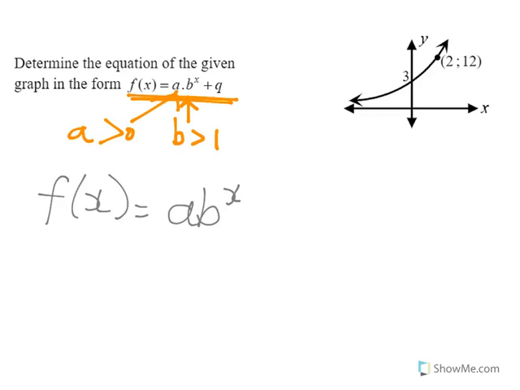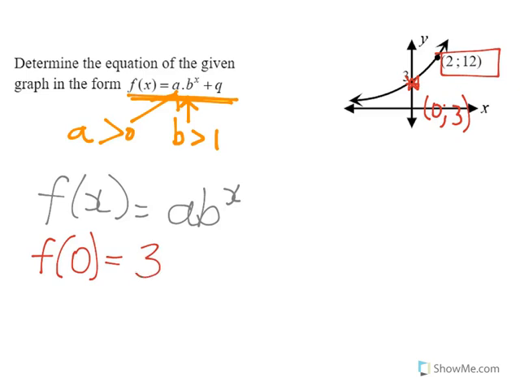And then there's 2 points you've been given. You've been given the y-intercept, which is (0, 3), and the other point you've been given is (2, 12). So like I said, those are input-output pairs. So that means that when my input is 0, my output is 3. And when my input is 2, my output is 12.